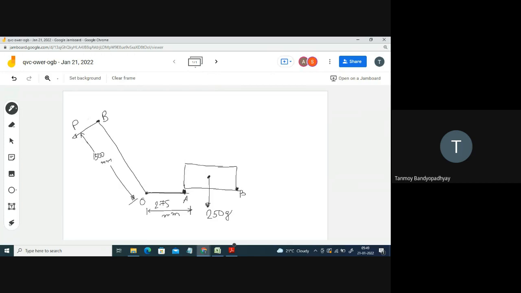The part of the weight that is acting here, let's assume that to be 250 by 2, and at this point the weight is also 250 by 2. So just write down that the next assumption is the load of 250 kg is equally distributed at the two support points A and B.